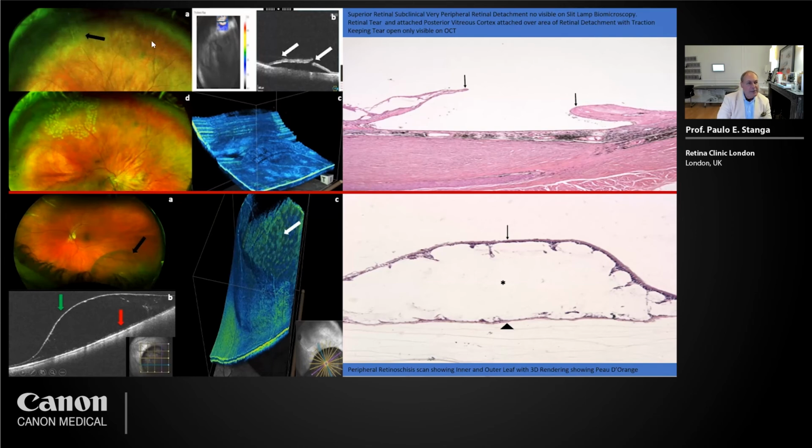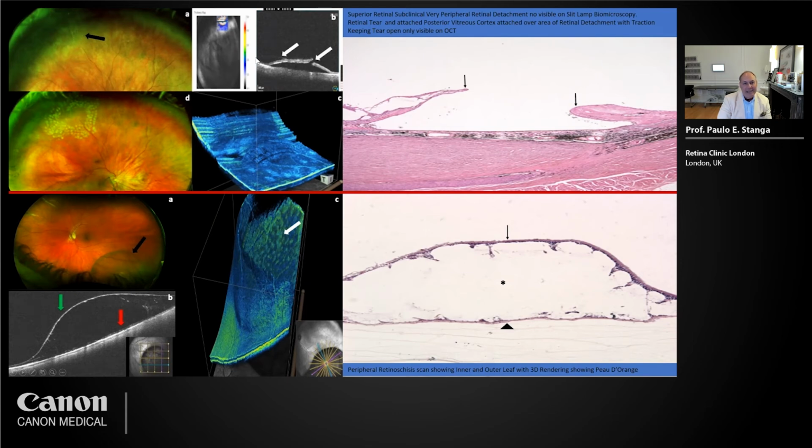We start with this image. This is a patient that complained of symptoms of acute PVD, showers of floaters, flashes of light. I could only see this clearly on indirect ophthalmoscopy. When I first looked at the ultra-wide field image, I missed this, and I did indirect ophthalmoscopy. This appeared elevated, and then when I went back, it was obvious that there was something there.